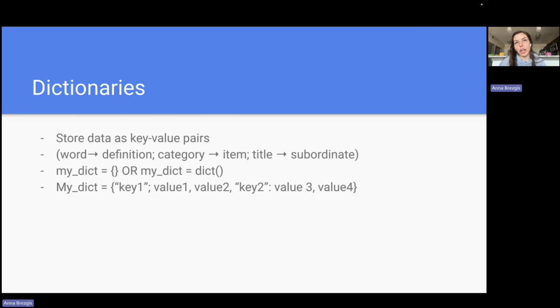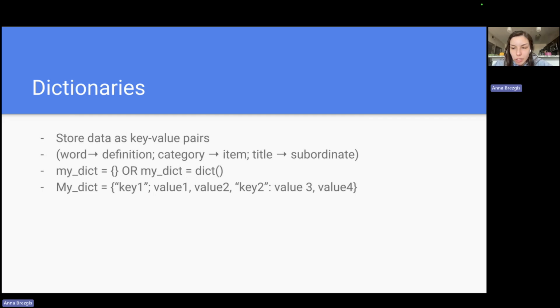I know the exercise we did in class was where we all created a translation dictionary. We have the Portuguese word and then the English word that corresponds to it, or the word of your language of choice, whatever you want to do. So for example, your key is a word, your value is a definition; your key is a category, your value is an item; your key is a title, your value is a subordinate of that title. Think of it like a folder. Like in your computer, when you click on a folder, you have a lot of files in your folder. Imagine it like this kind of data structure.